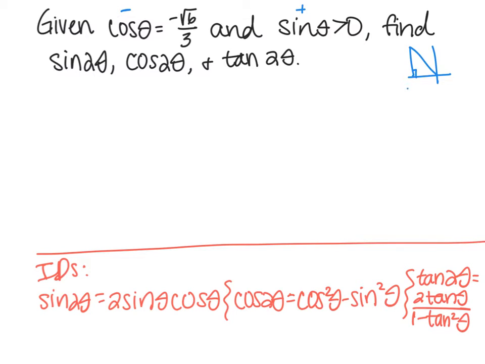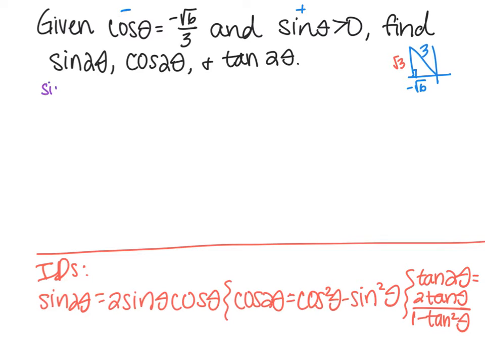And then cosine is negative root 6 over 3. So use our Pythagorean theorem to find our third side. We get 9 minus 6. This third side will be root 3. So now it's just a matter of plugging into these formulas so you guys can see how they are used.